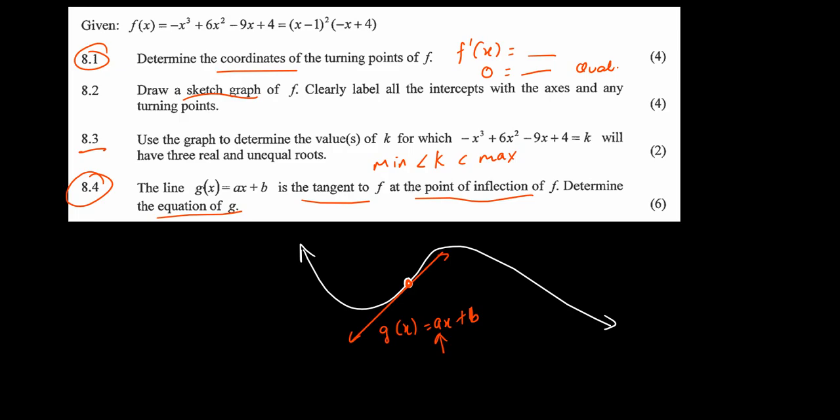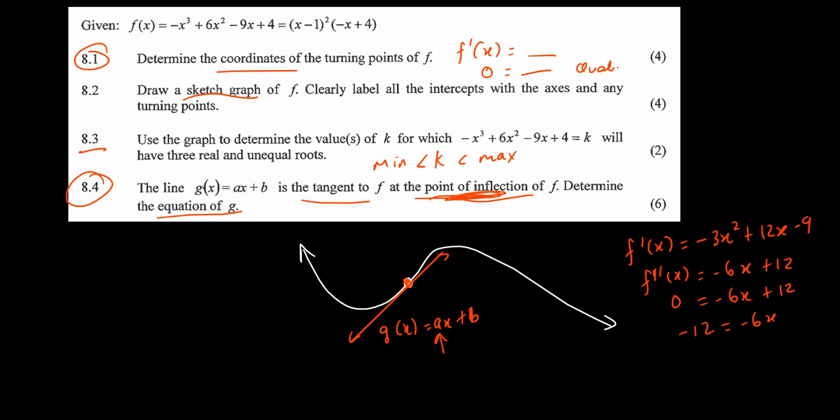Well, I'm told that it's at the point of inflection. So it means I can find the point of inflection. Remember, by doing what? You say the first derivative is going to be minus 3x squared plus 12x minus 9. Then you derive again. You say minus 6x plus 12. And then you equate to 0, guys. Remember, you equate to 0 to find the x value of the point of inflection. You say minus 12 is equal to minus 6x. You divide by minus 6. So your x will simply be 2. That means here x is 2.